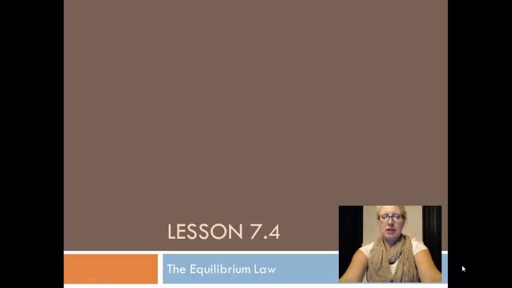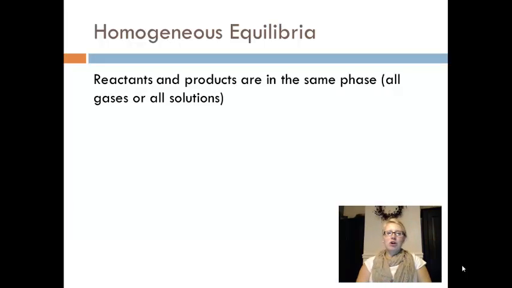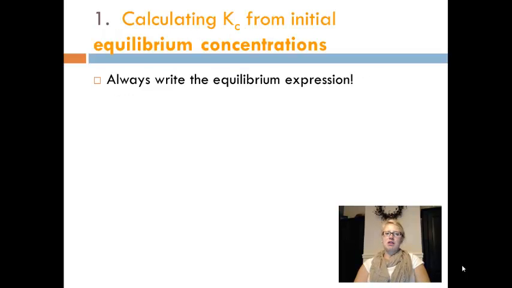This is lesson 7.4, the equilibrium law. So homogeneous equilibria is when the reactants and products are all in the same phase. So they're either all gases or all solutions. And there's lots of problems we can do with homogeneous equilibria.